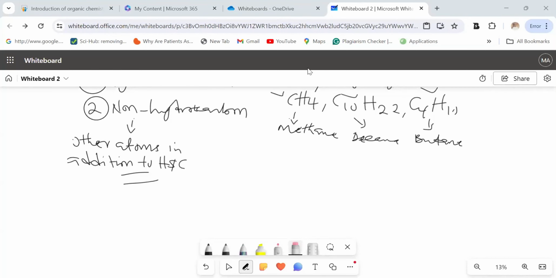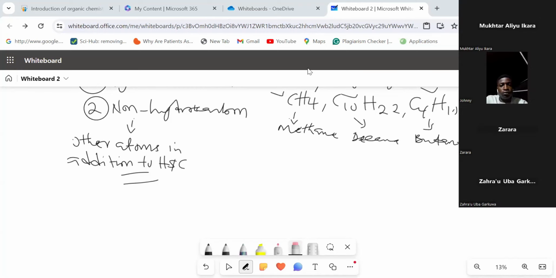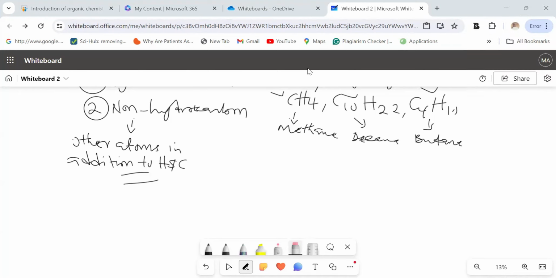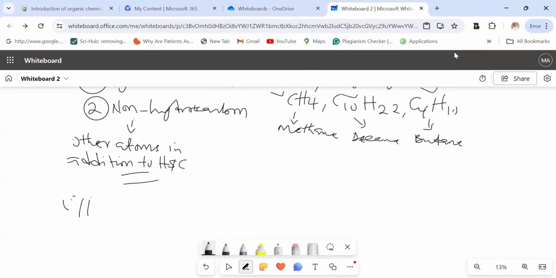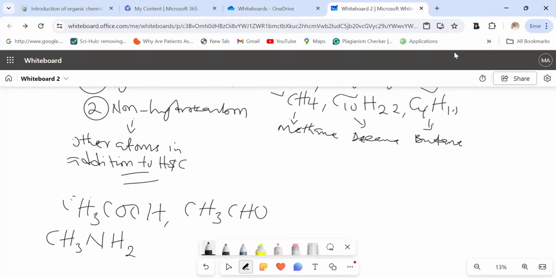So now, what are the examples of this non-hydrocarbon? We have something like CH3COOH. We have CH3CHO. We have CH3NH2. So you see, these are non-hydrocarbons. It means that there are other atoms in this compound in addition to carbon and hydrogen.